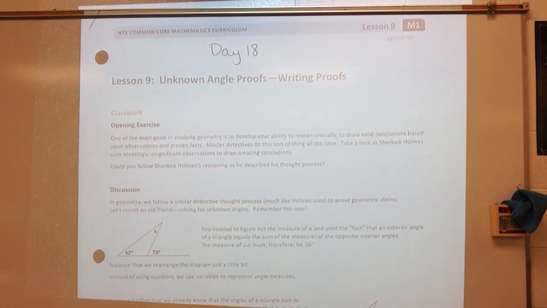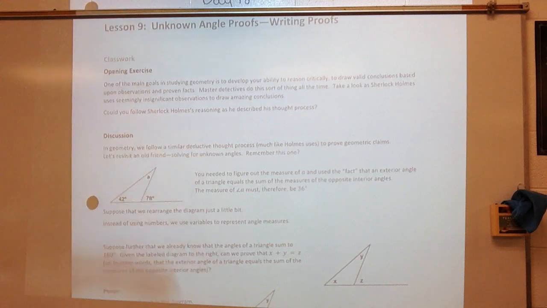We're going to be looking at unknown angle proofs and writing proofs. Proofs are one of the big things with geometry. So let's look at this. I want to remind you that you are drawing on the same set of facts that we've been using in the last few days. Three dots indicate that the proof has been completed. In geometry, we follow a similar deductive thought process, much like Holmes uses, to prove geometric claims.